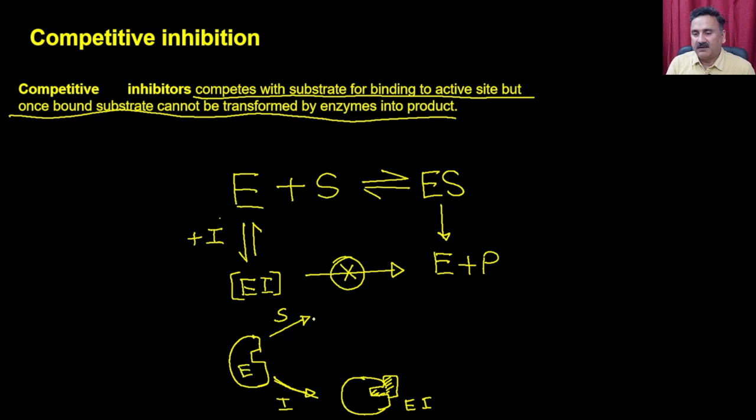And when it interacts with the substrate, the substrate does the same. It also binds here, and this is the enzyme substrate complex. That is how it works. The inhibitor is competing with the substrate for the same active site, and that is why this particular type of inhibition is called competitive inhibition.